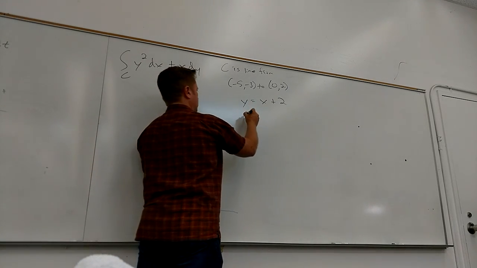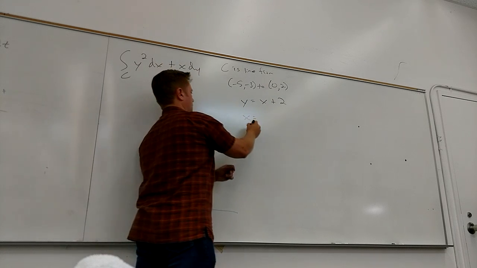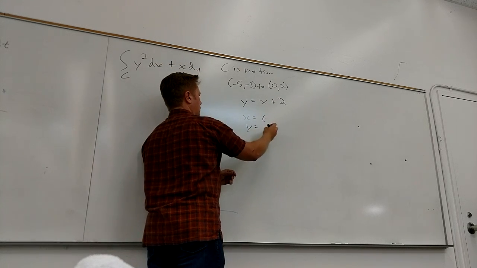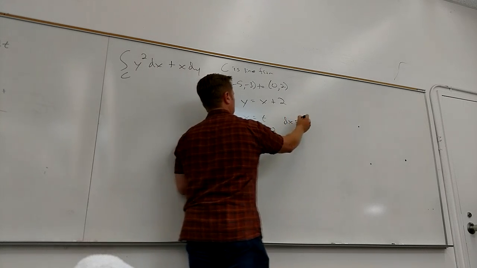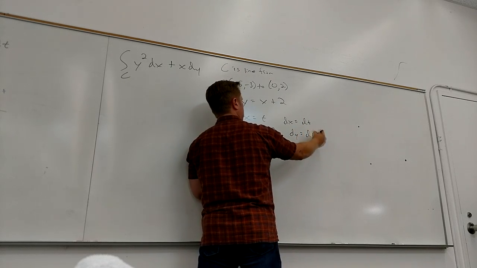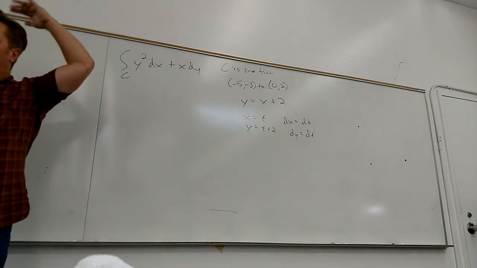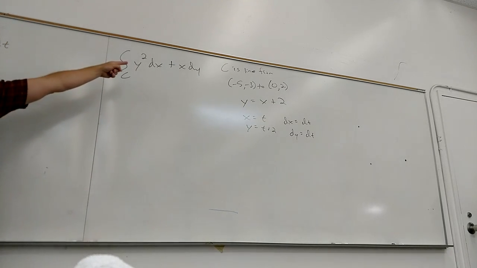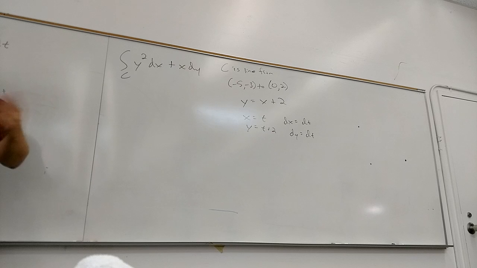Well, what am I going to let be t here? It doesn't really matter, but the way I've written it, x is t, and then y is t plus 2. So then what's dx? dt. And what's dy? dt. Do you see why I need all that? Of course I do. Because I want to replace everything that's in there currently with its parametrized version: all the y's, x's, dy's, dx's.